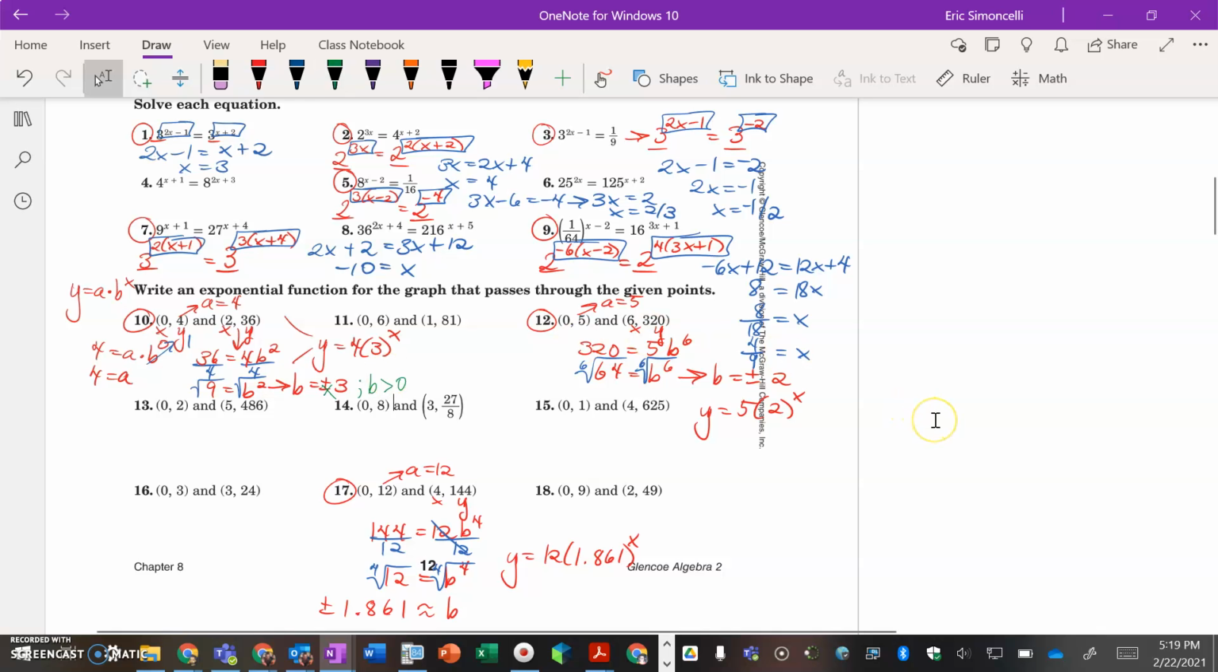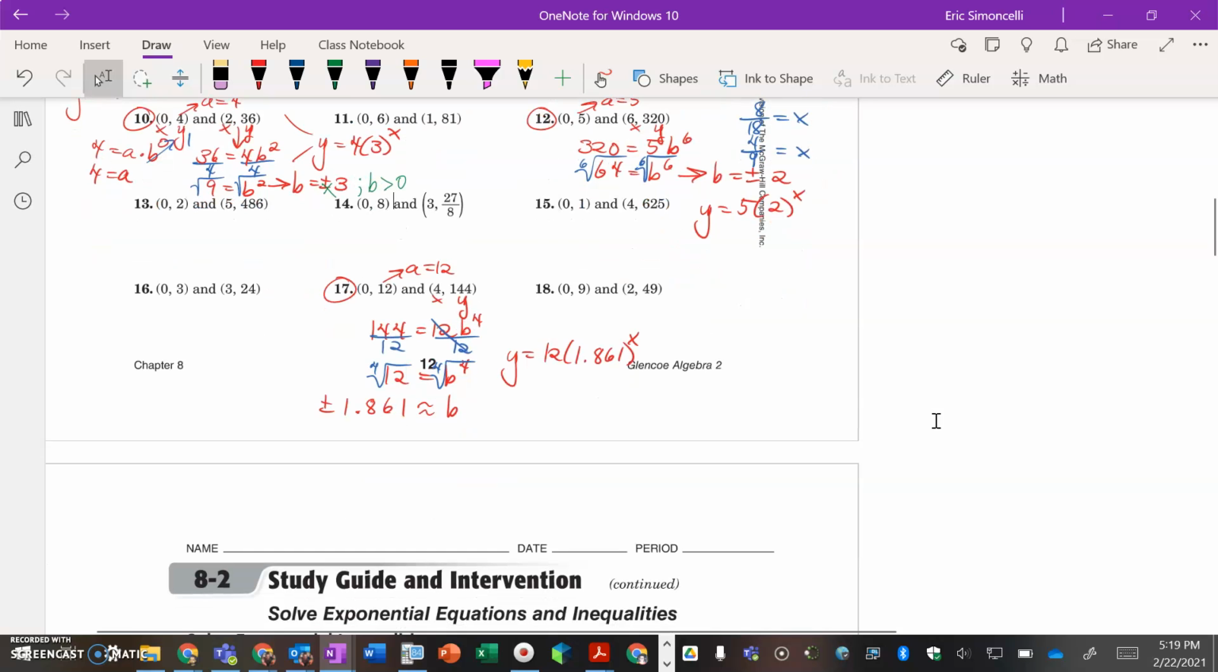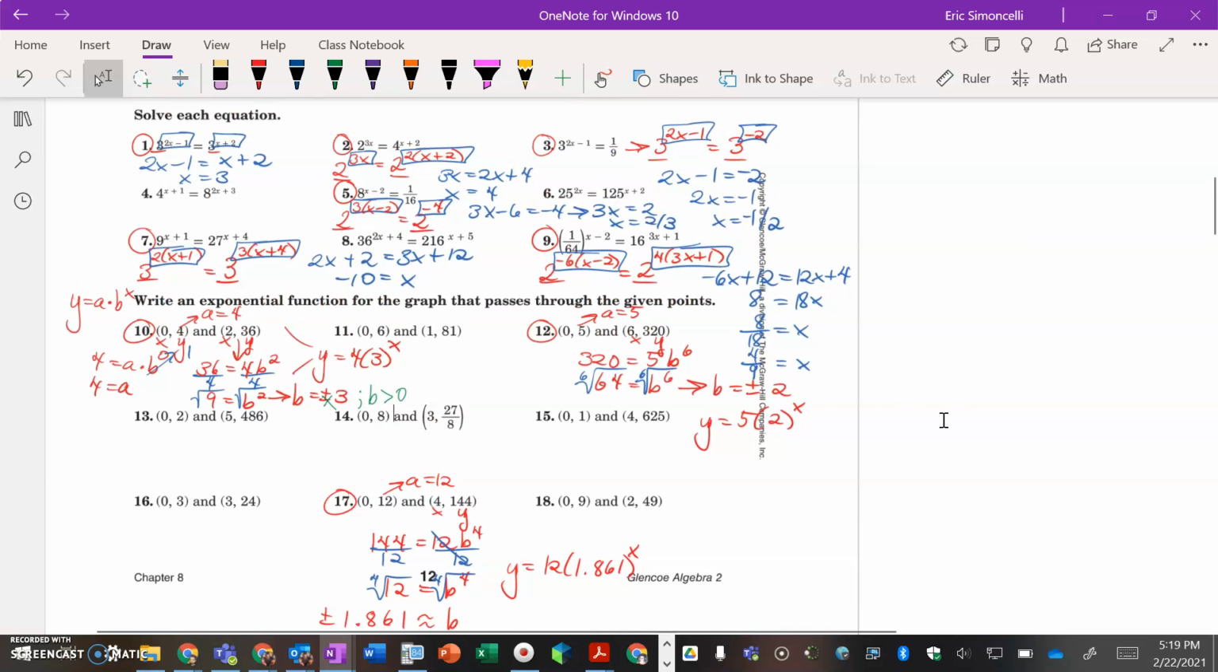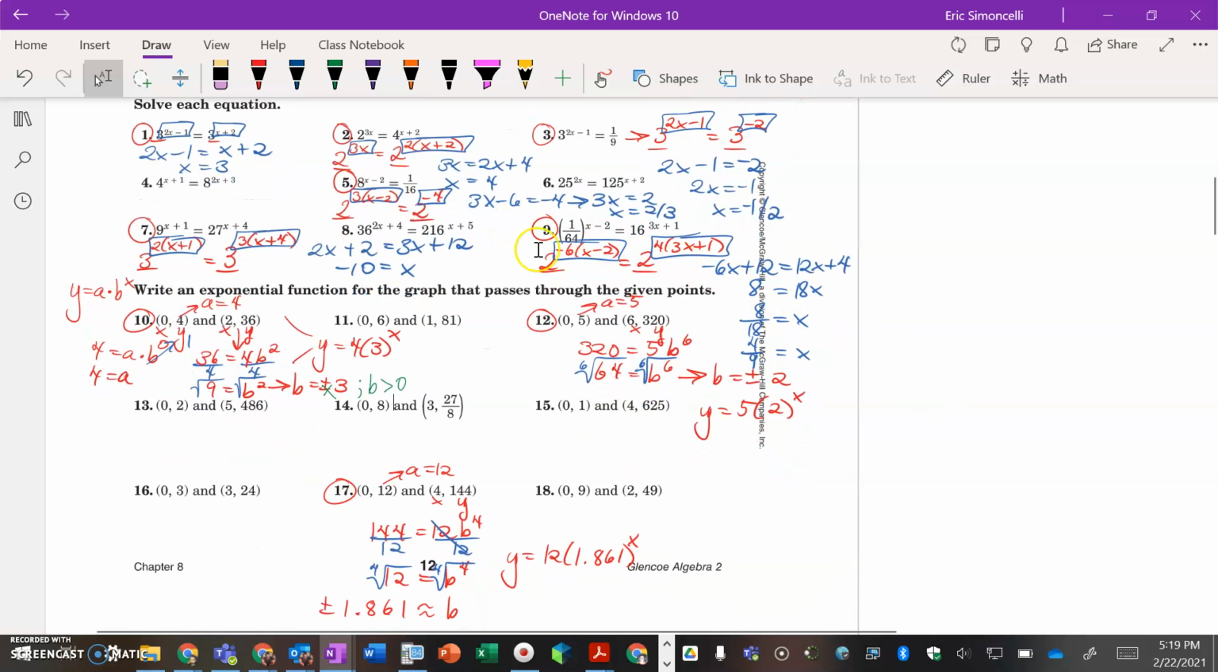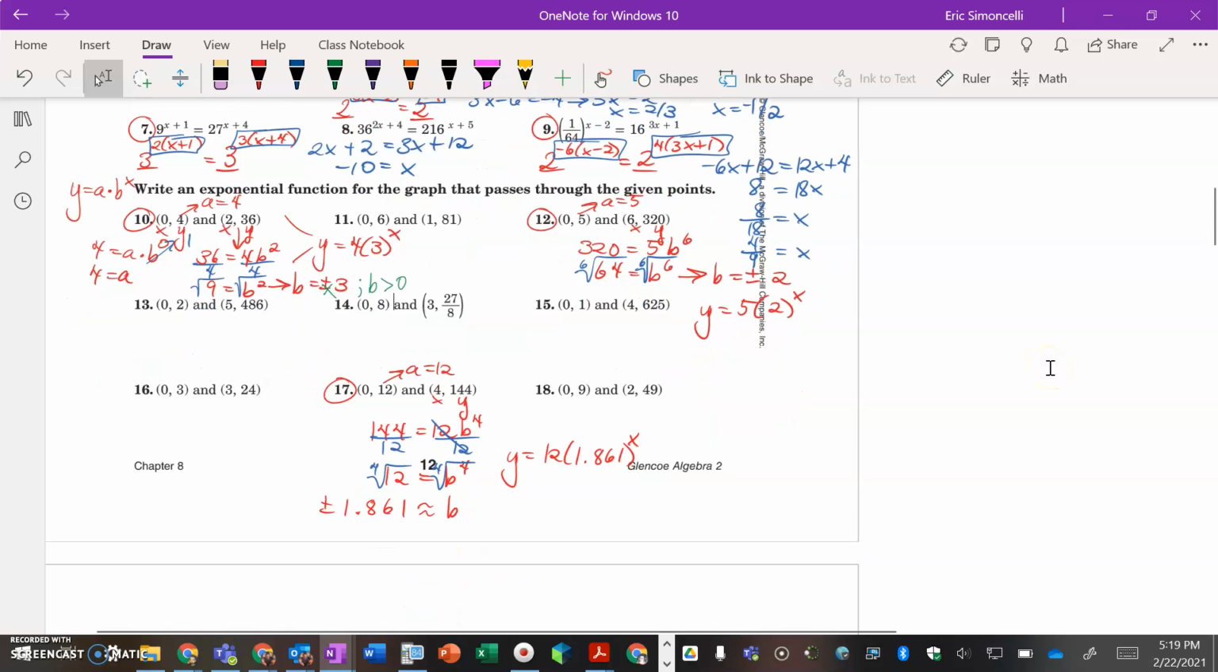Okay, so let's move on to the next page. I do want you to try 12 and also 17 on your own, and also any of those other questions that we didn't get a chance to take a look at prior to those, 5 and 7 for example. Please try those on your own.